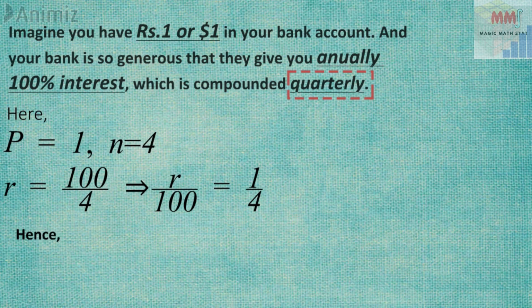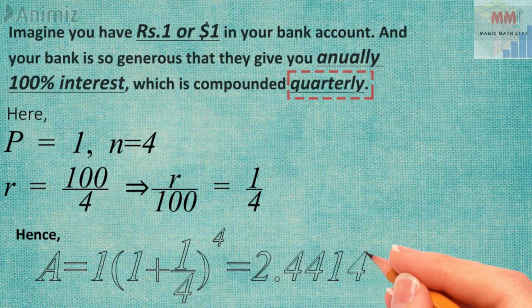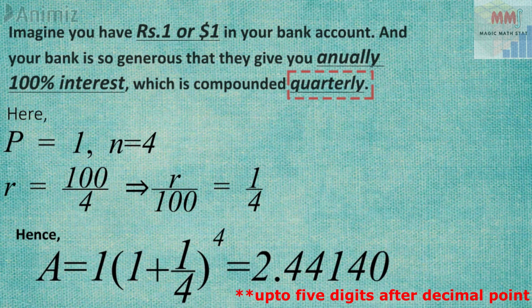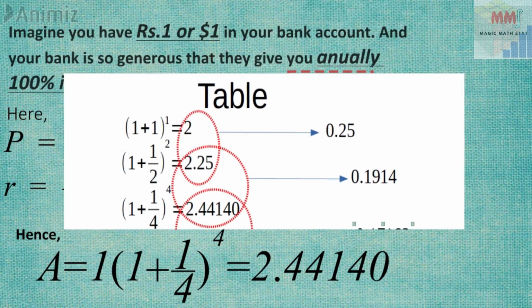Let's see what happens. So now we get A equals 1 multiplied by (1 plus 1 by 4) whole to the power 4, and the answer we get is 2.44140. You can open your calculator and calculate it. You will get the exact answer. So the total amount increased again.